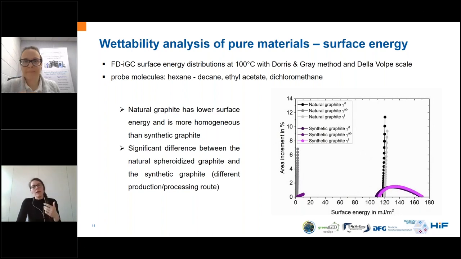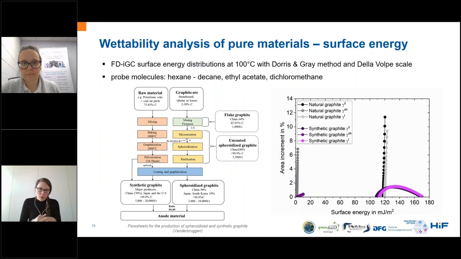If we have a look at the graphite, the most reasonable explanation for the difference is the different processing route. The synthetic graphite is usually obtained from raw materials like petroleum coke or coal tar pitch, and it goes through a lot of different processes, including very high temperatures for the graphitization, to finally end up with a synthetic graphite. Whereas the natural spheroidized graphite is usually recovered from a real graphite ore, which is recovered after mining and the flotation process, and goes through the spheroidization to get these so-called potato-shaped graphite particles. This is a very different treatment for the material, which we can actually see in the surface energies.